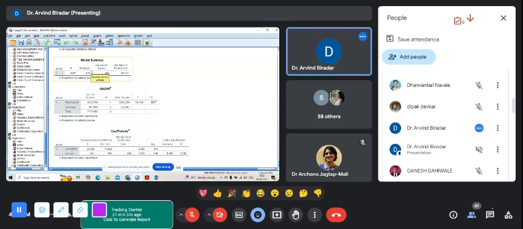The ANOVA table shows that the significance value is less than 0.05. That means our null hypothesis is rejected. That means this model fits the data better than the intercept-only model. That means the model is statistically significant.